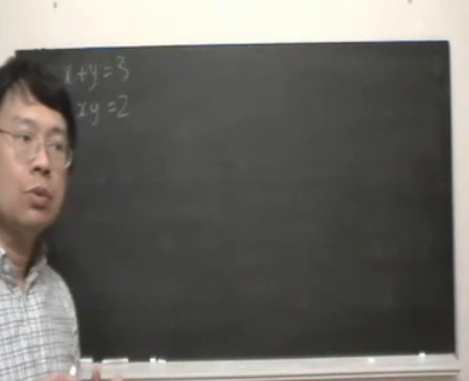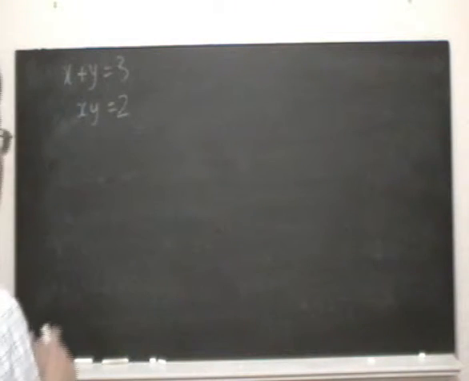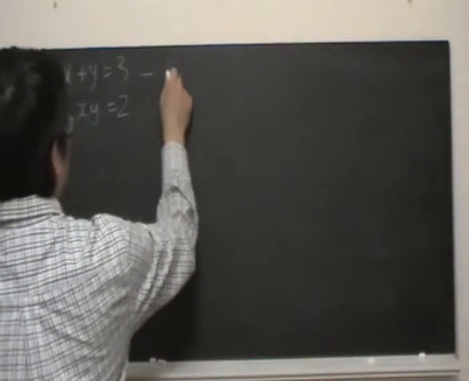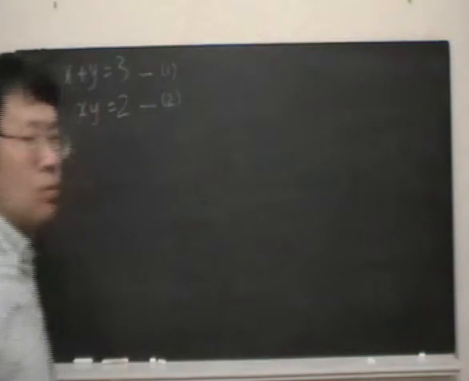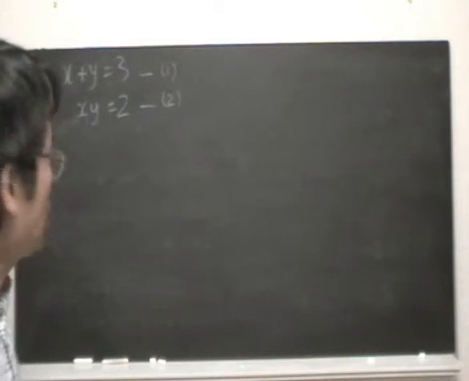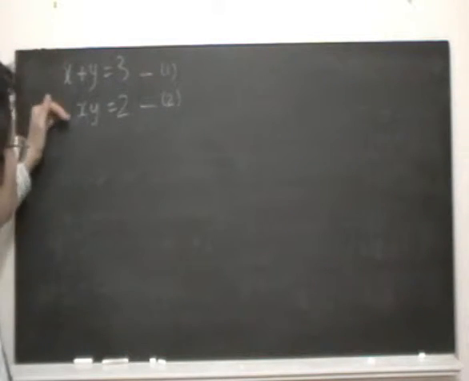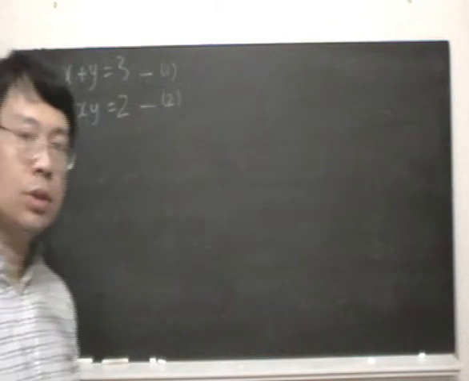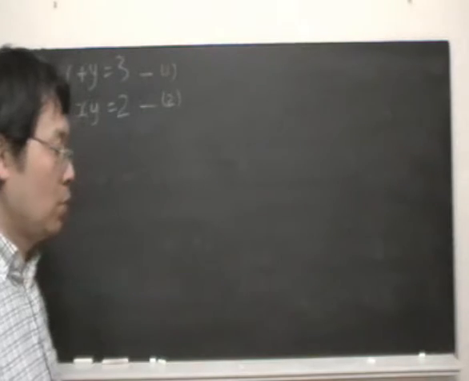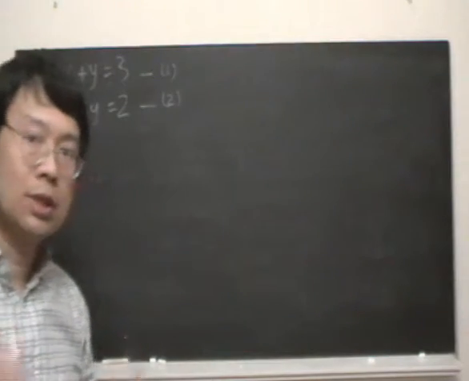Now, let's start by putting numbers for each equation. So I'll call that equation 1 and equation 2. In order to do this, we have to make use of a method called substitution.